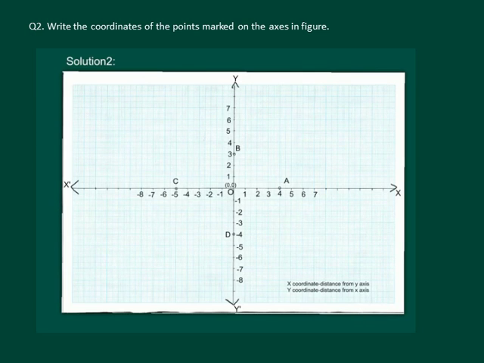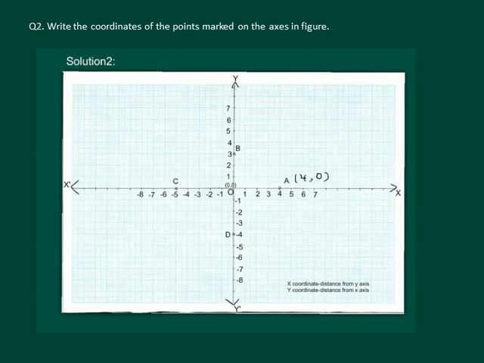Now let us proceed to find the coordinates of point A. Distance of point A from the y-axis is 4. So its x-coordinate is 4. Since A lies on the x-axis, its distance from x-axis is 0. Hence, the y-coordinate of point A is 0.